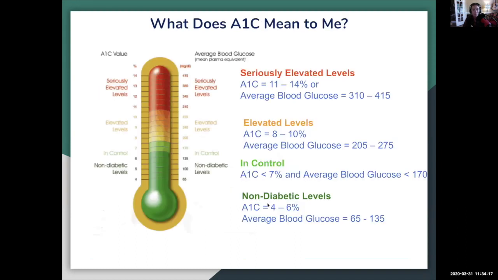Why do we care about it? What does it mean to us? Well, think about it in terms of traffic lights, okay? We got green. Green is good. Green means go. Yellow is, okay, be careful, caution, something's happening. And red is, oh crap, stop everything, we need to fix this problem. Okay, so serious elevated levels of blood sugar, 11 or higher. I mean, I've seen A1Cs as high as 17, 18%.